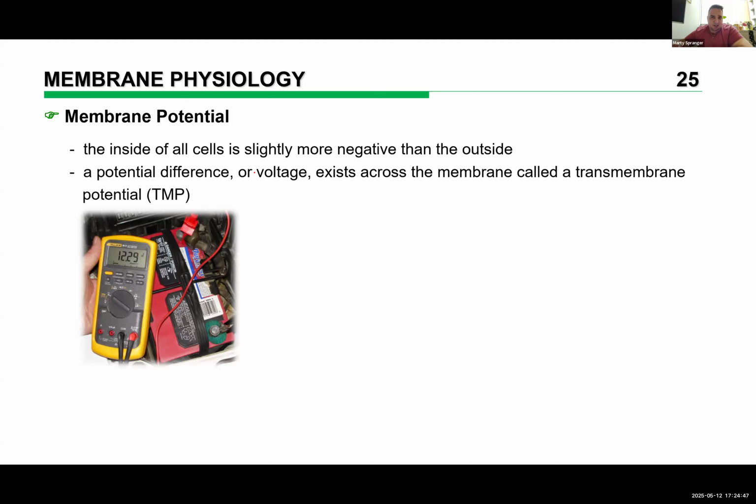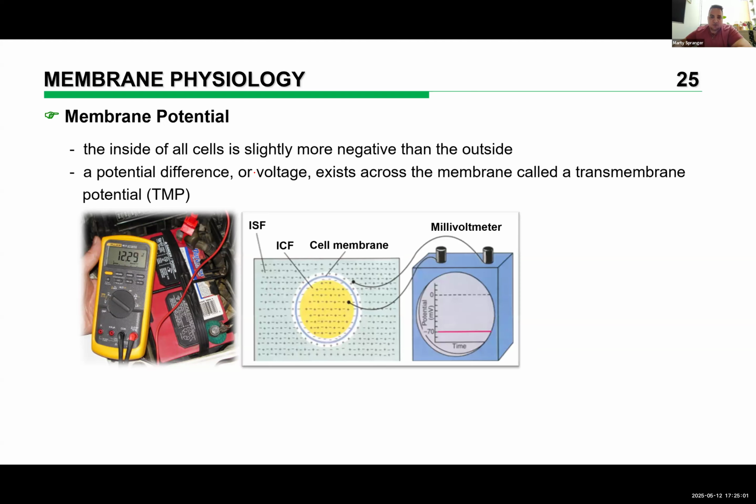Now, it's not unlike if you took a voltmeter and hooked up a positive end and a negative end to your positive and negative electrodes, and you would hope to read 12 volts. The difference is cells are much smaller, so we use what's called a millivoltmeter. And if we took a positive electrode and put it on the outside of the cell and a negative and put it on the inside of the cell, and really it's not like a positive and a negative per se, just one electrode on the outside, one on the inside, we'd actually read a voltage difference across cells.